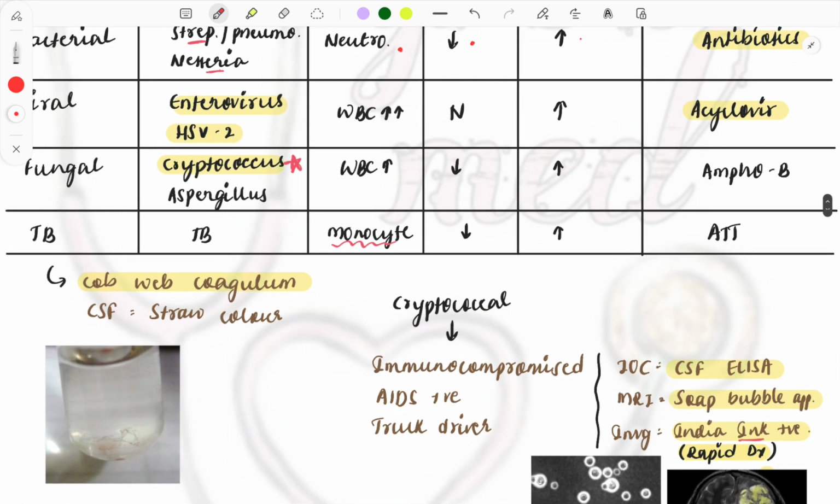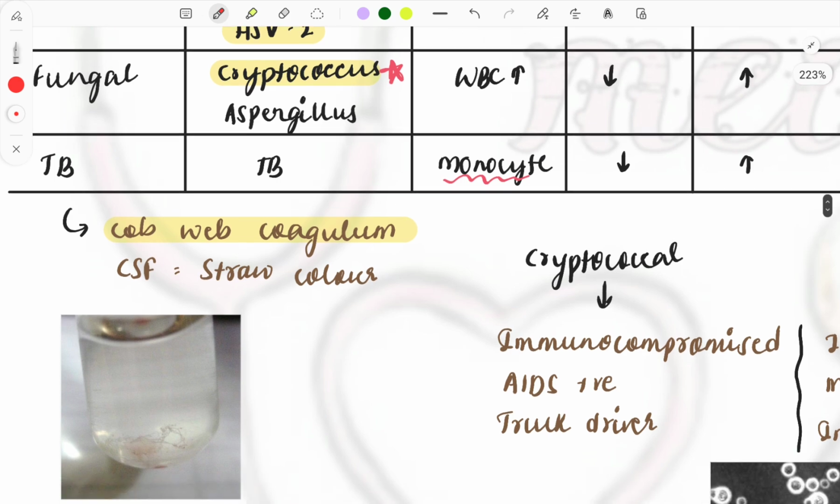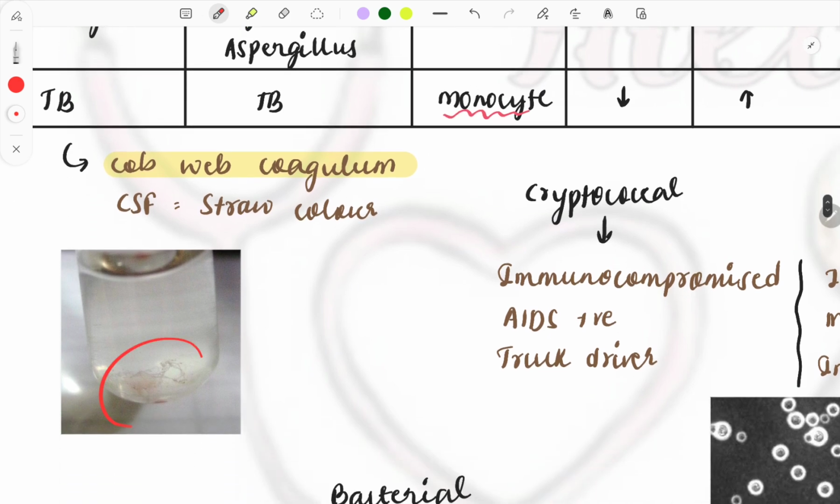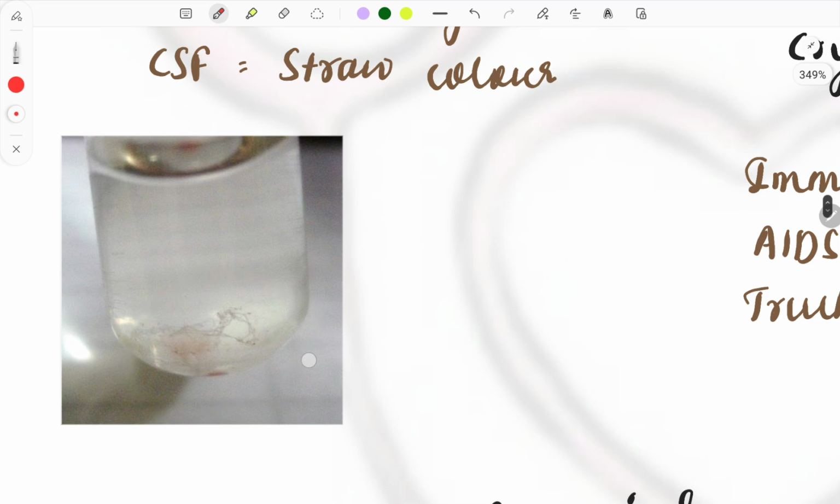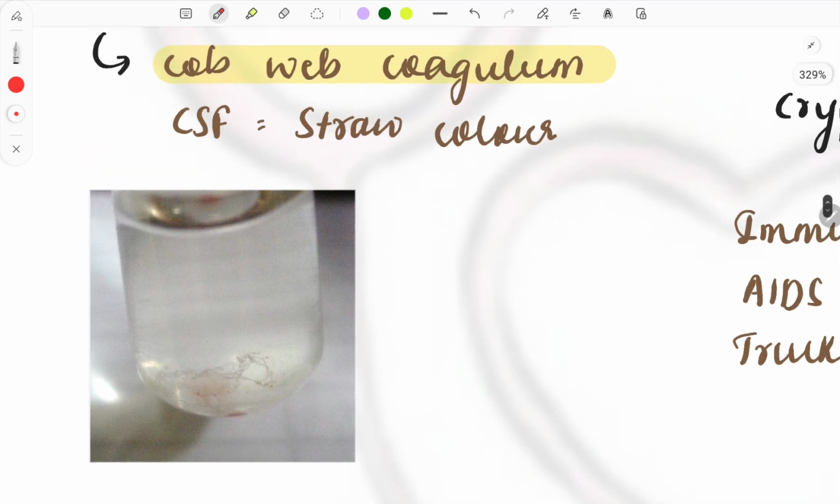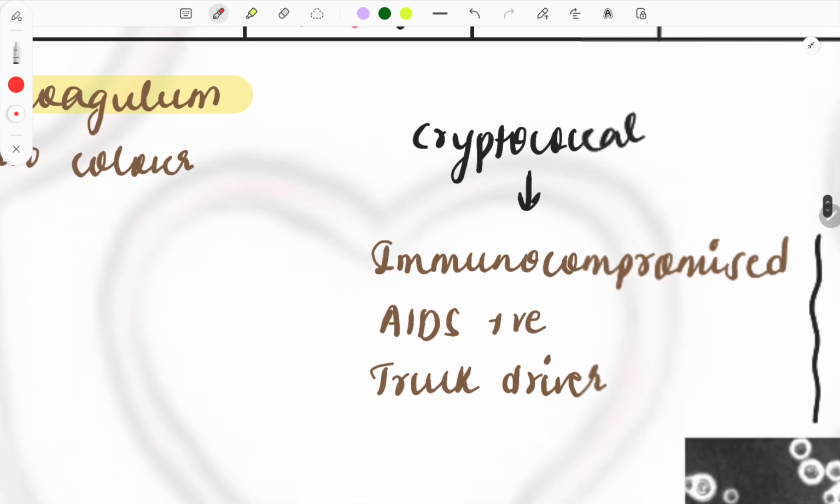One important thing about TB is that it causes cobweb coagulum. So this is the image and you can see here that in the CSF some web-like feature is seen. CSF will be straw colored.